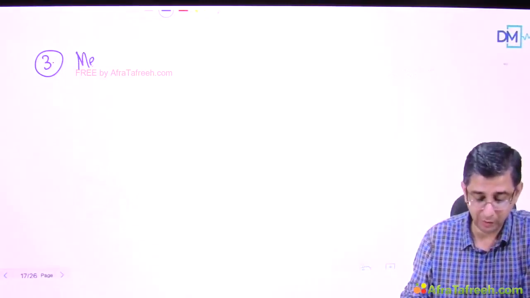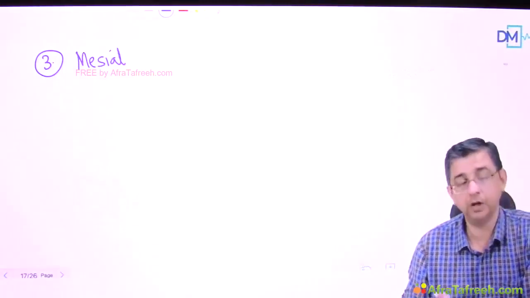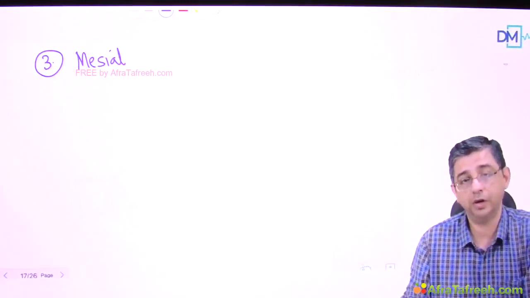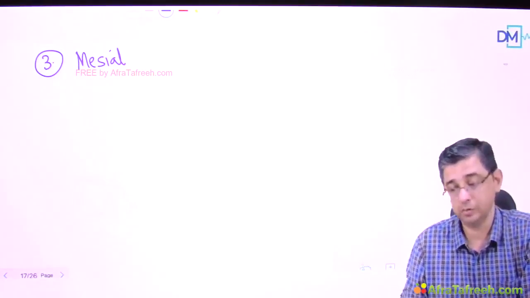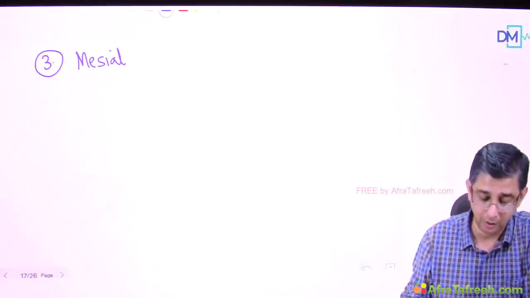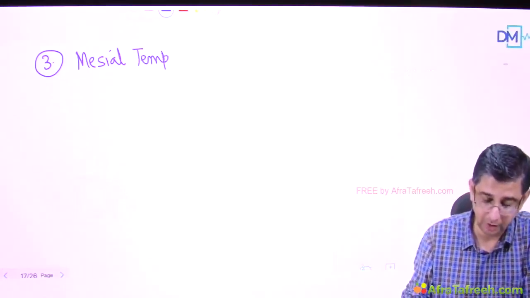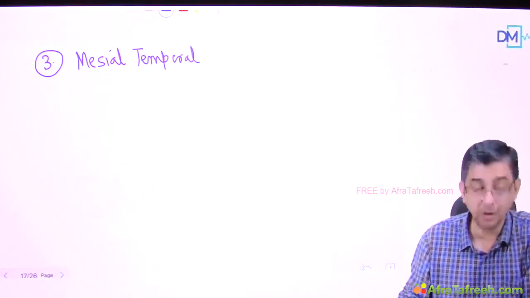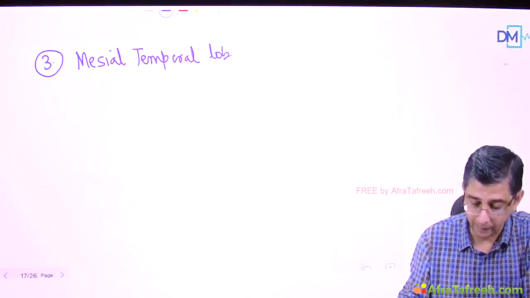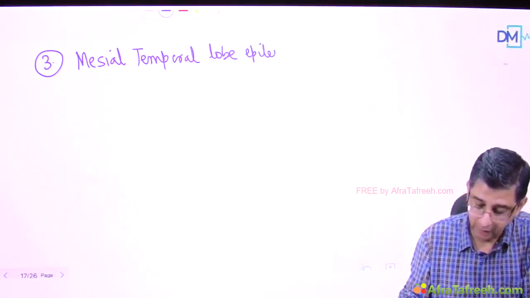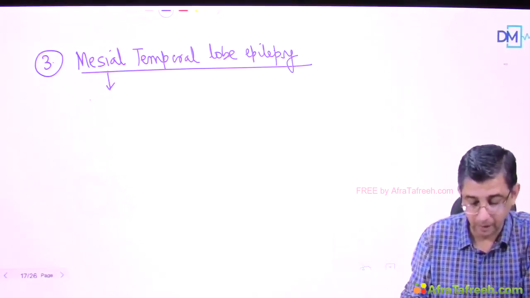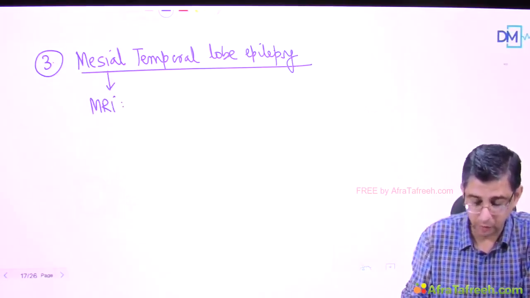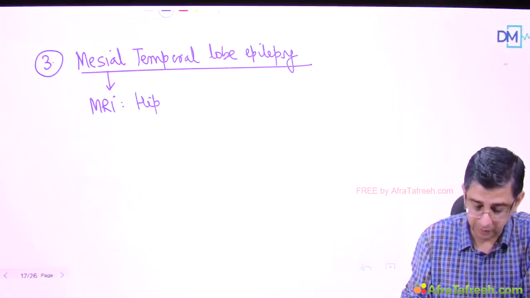This is asked because the question will begin by saying which of the following epilepsy syndromes will not respond to medication or will be medically refractory, or which of the following epilepsy syndromes is amenable to surgery. The answer will be the topic we are studying, MTLE, mesial temporal lobe epilepsy. The highlight of this particular disease would be an MRI head which shows presence of hippocampal sclerosis.